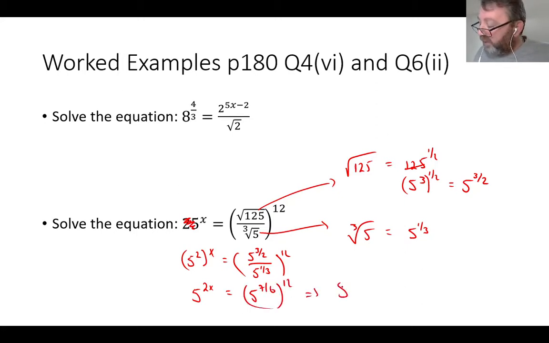So finally, 5 to the 2x equals, now again, brackets are separating the 7 over 6 and the 12. 6 goes into 6 once, 6 into 12 twice, 2 7s, 14. And straight away, I have the left and the right down to one base. The bases match, lose them. What do you get? You get 2x equals 14. So therefore, x equals 7.